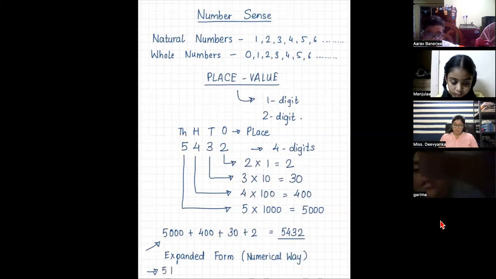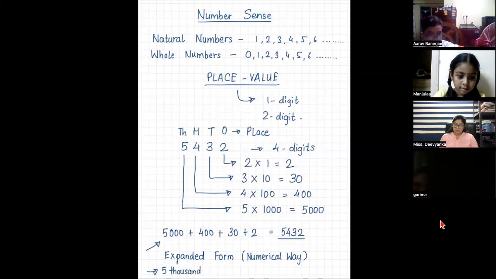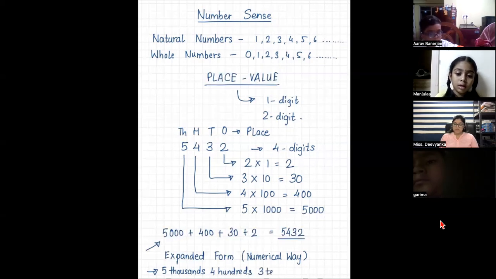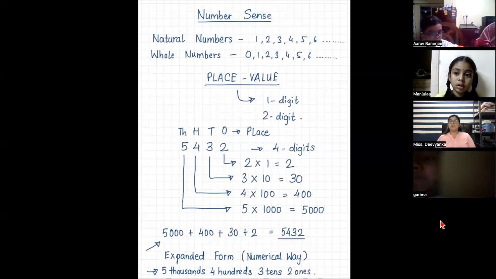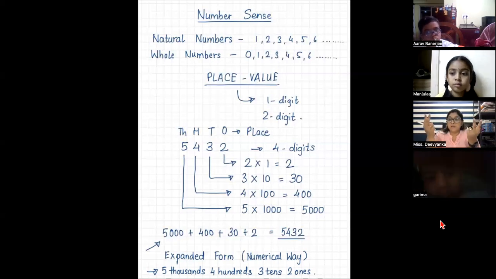5 thousands, 4 hundreds, 3 tens, and 2 ones. Is this correct? Yes. So a place value can be written in 2 ways, in 2 methods.